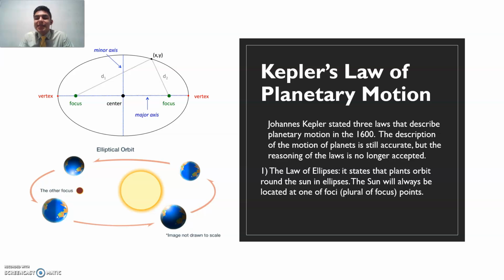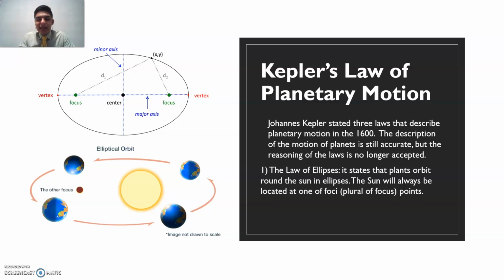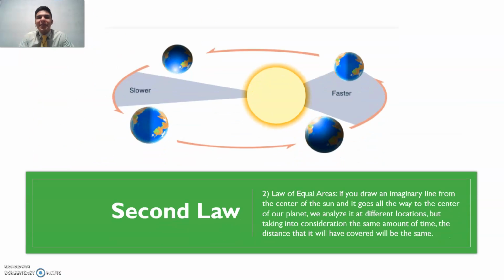It states that planets orbit around the sun in ellipses. The sun will always be located at one of the foci, or foci in plural, focus in singular, the focus points. Okay. And pretty much this is what I was telling you about, that our sun is not in the center of the circular motion, but it is located at one of the focus points. All right, that'll be the first thing. And now let's go with our second law right here.